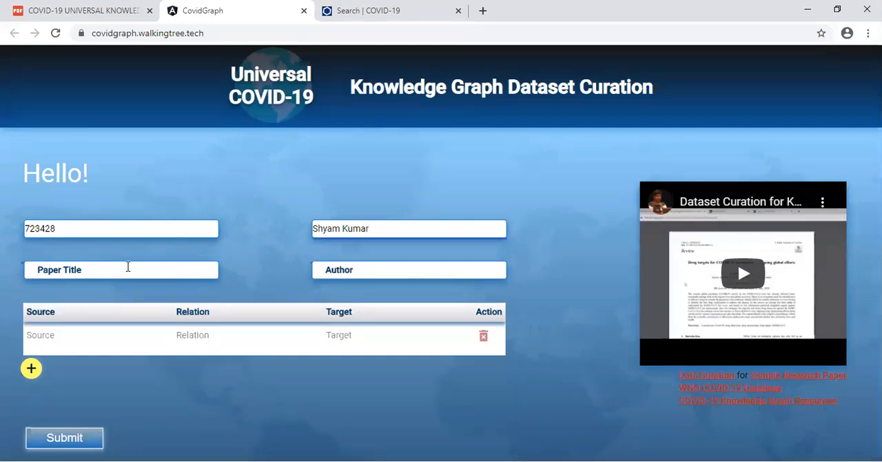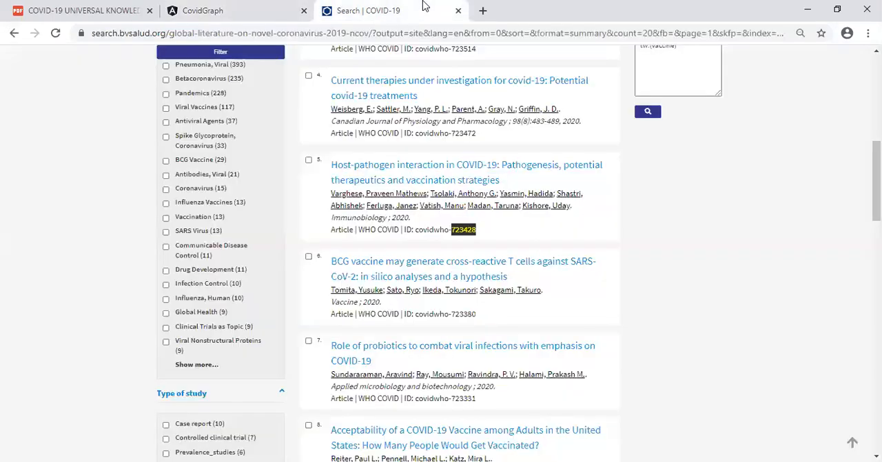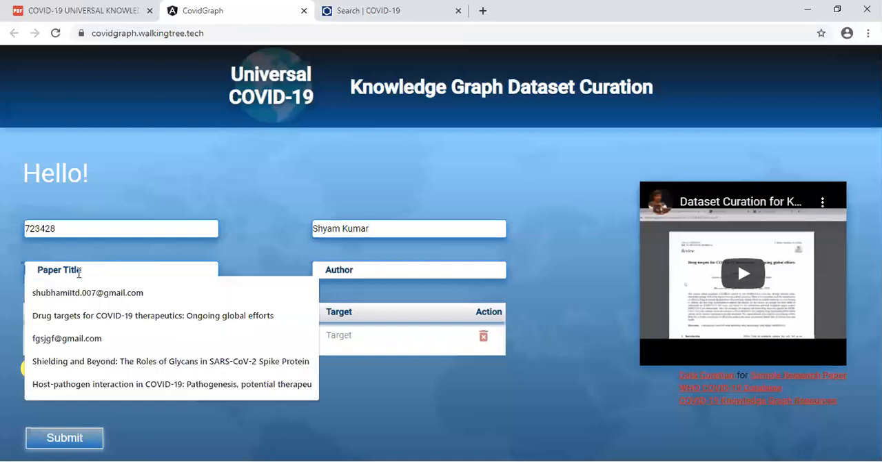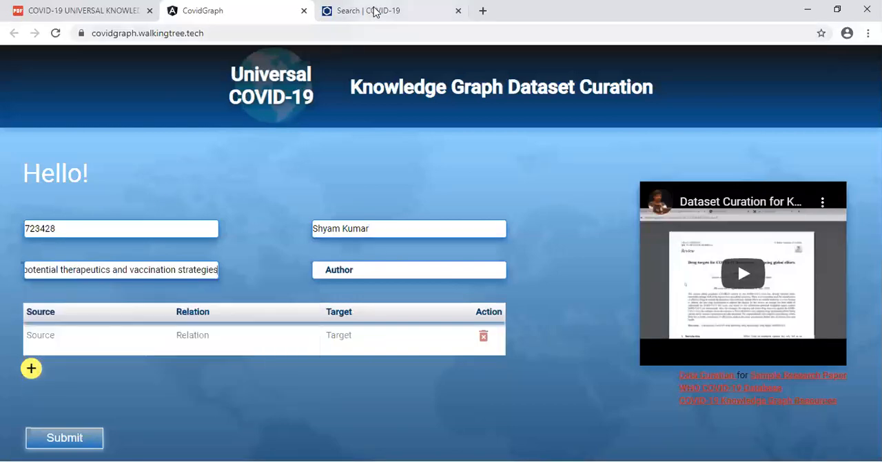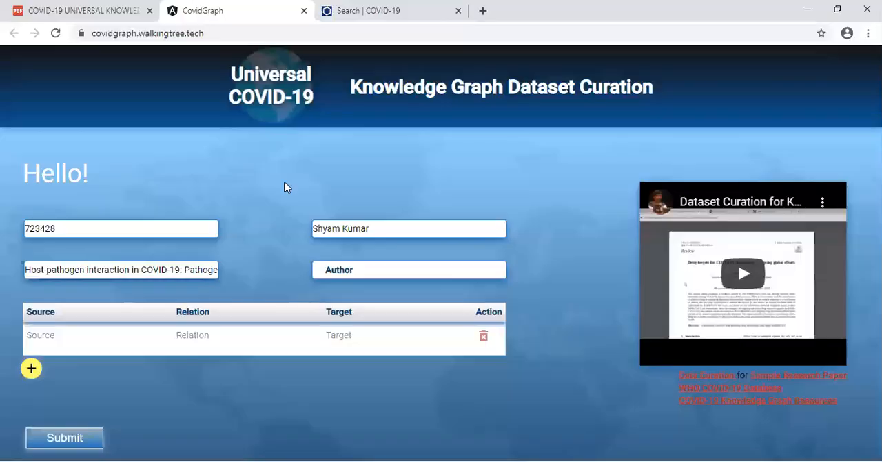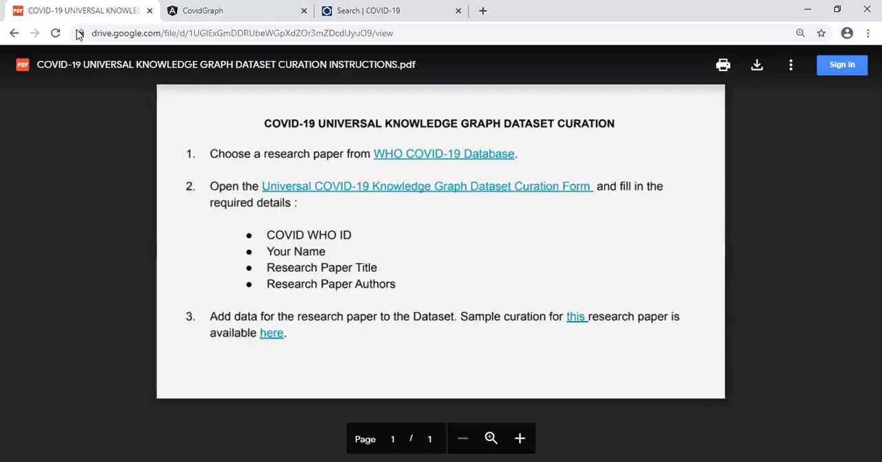Then you have to enter the title of the paper. The paper title is this. Following which you will enter the authors. So far, so good. Now comes the main data curation exercise.